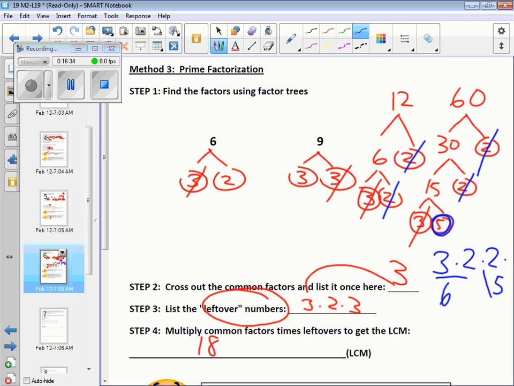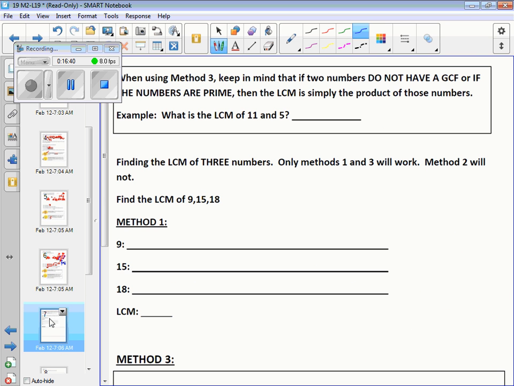Okay? All right, one last thing before we close today. We talked about this. If the two numbers don't have a GCF, or both numbers are prime, you can find the LCM by doing what? Dan? Multiplying the two numbers together. So if you have 11, which is prime, and 5 is prime, the LCM is 55.